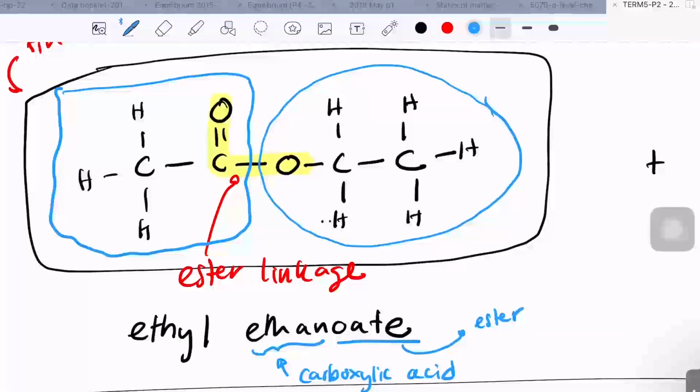So the carboxylic part of the molecule has 2 carbons, so ethanoate. If there are 3 carbons, propanoate. If there are 4 carbons in the carboxylic side, this side, then we call it butanoate. So ethyl ethanoate is the name. This is due to the alcohol part.